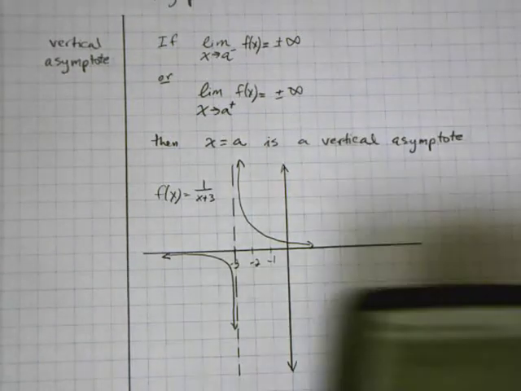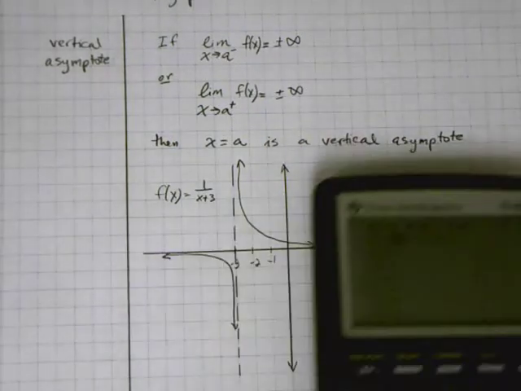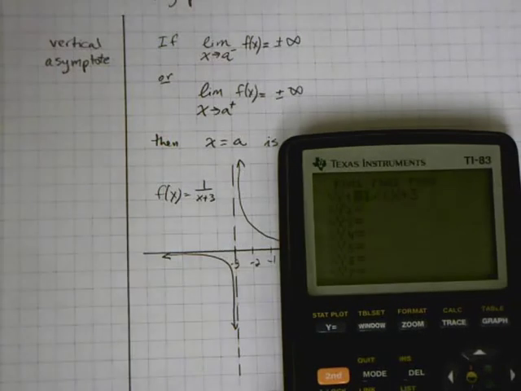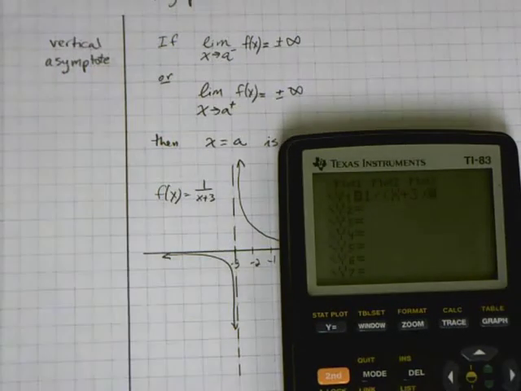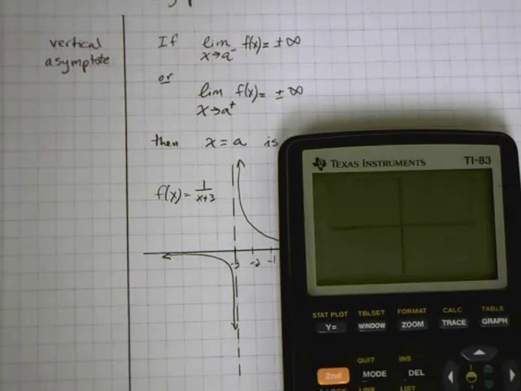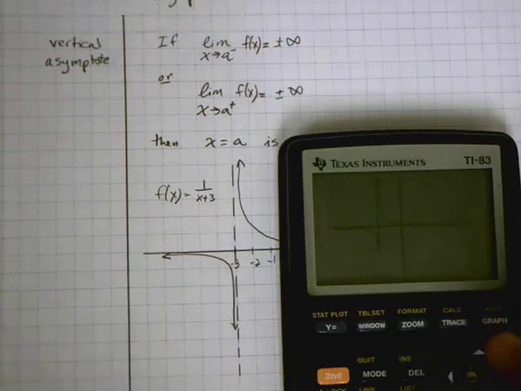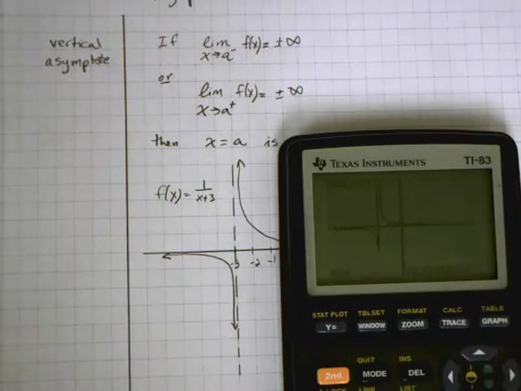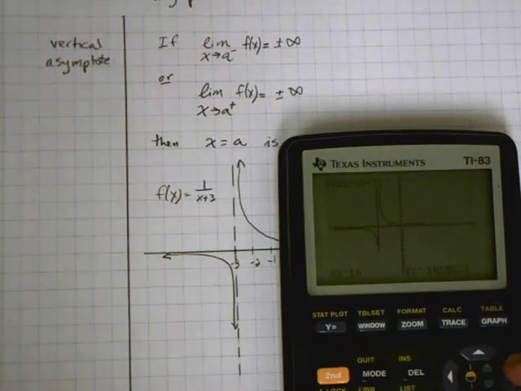Okay? And let me illustrate that with my graphing calculator. So I've typed in the function 1 over x plus 3, and I have to put x plus 3 in parentheses if I want to type it into a calculator. And I hit graph, and I hit trace, and I'm going to start tracing from the left. So I'm going to go from -10, and I want you to pay attention to what's happening to the y values as I move closer and closer to the right.